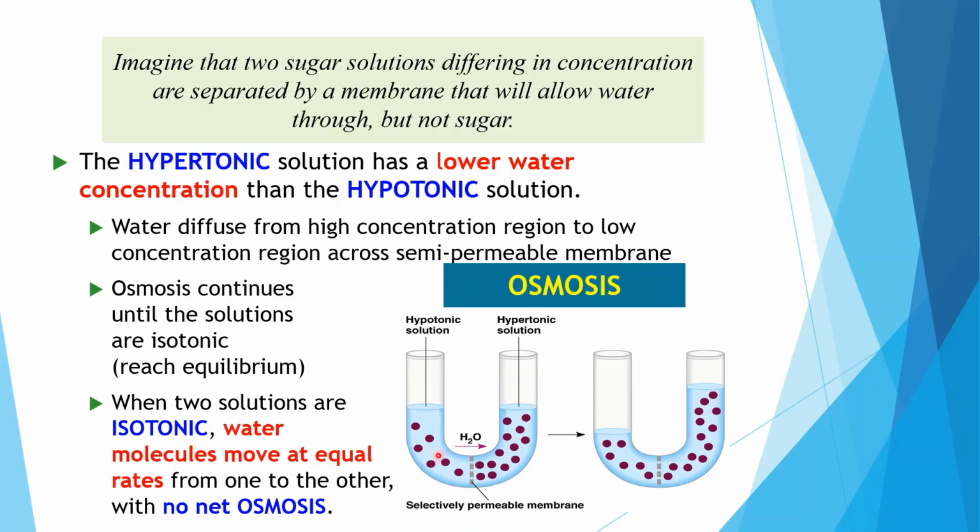So based on this example, the water will move from the left hand side of the glass tube into the right hand side of the glass tube. Therefore, in the second diagram, we can see there is a high level of the water in the right hand side of the U-shaped glass tube.